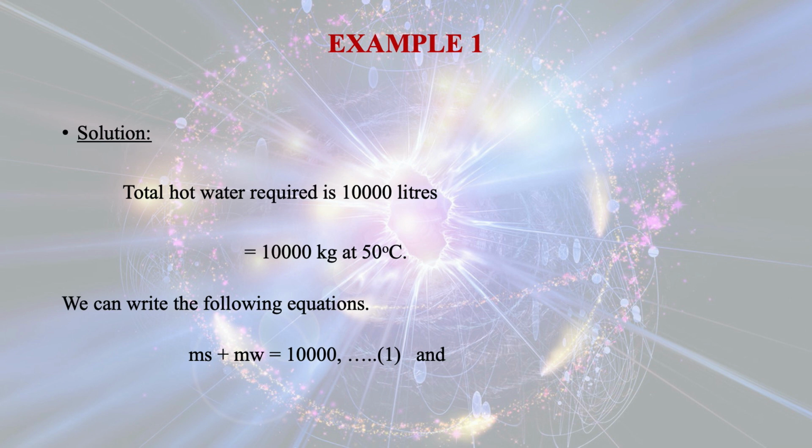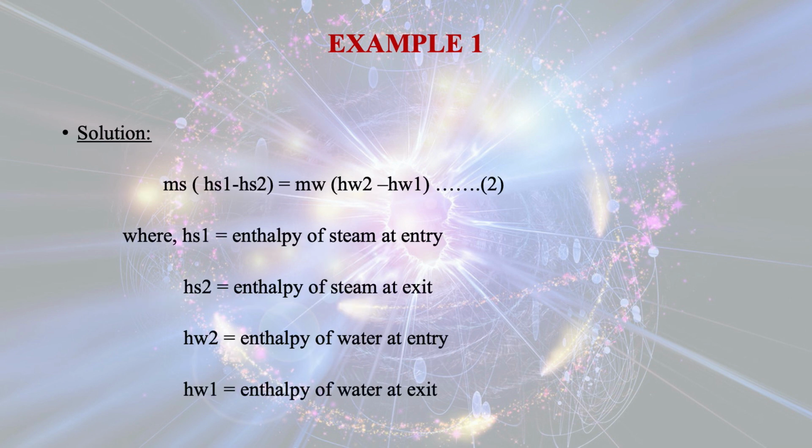This is equation number 1, and we know very well the heat loss by the steam will be equal to the heat gain by the water. So ms is the mass of the steam, and Hs1 minus Hs2 is the change in enthalpy for the steam, and that is equal to mw into Hw2 minus Hw1, where Hs1 is the enthalpy of steam at entry and Hs2 is the enthalpy of steam at exit, and Hw2 is the enthalpy of water at entry and Hw1 is the enthalpy of water at exit.